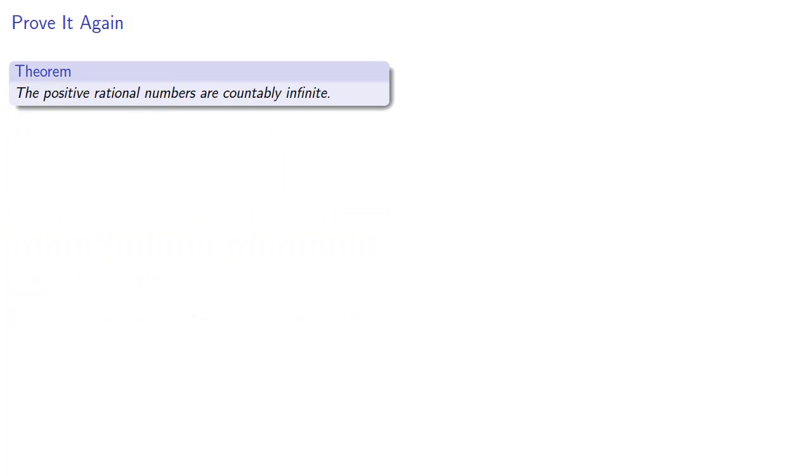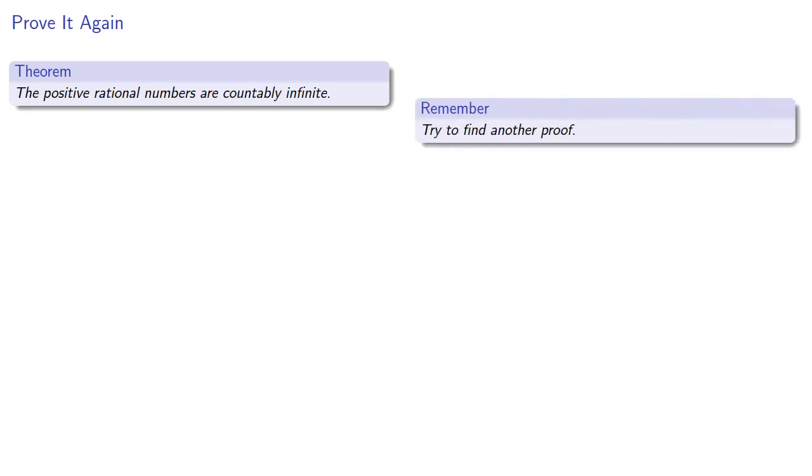Now, as we saw with the integers, if we can prove that the positive rational numbers are countably infinite, then we can also prove that all rational numbers are countably infinite. And so let's try to prove that the positive rational numbers are countably infinite. Remember, one of the ways to study proof and mathematics in general is to find another proof. So let's find a different proof that the rational numbers are countably infinite.